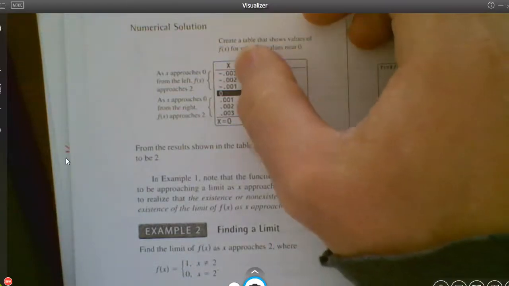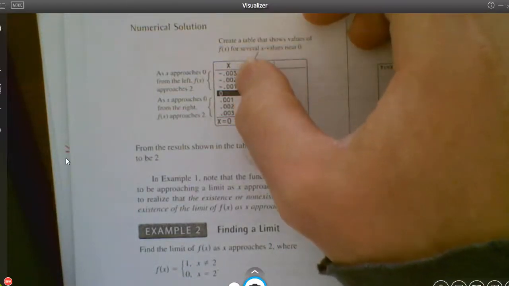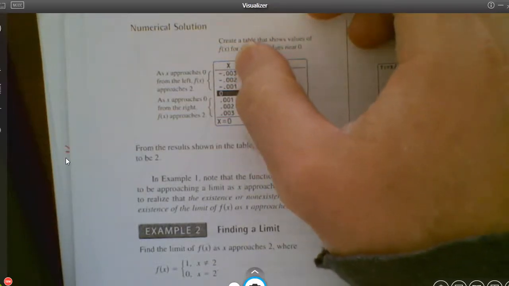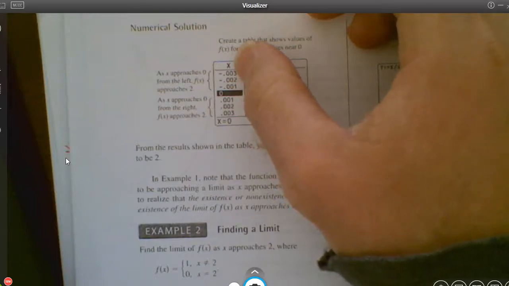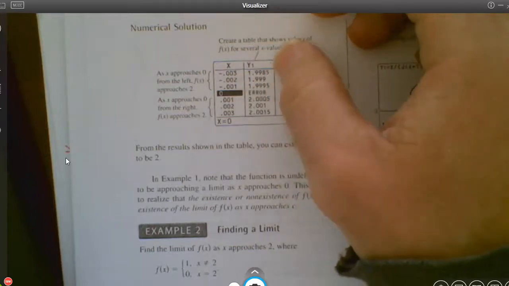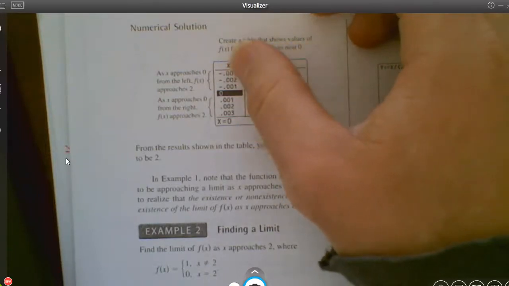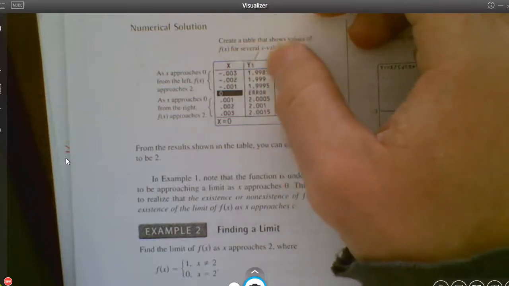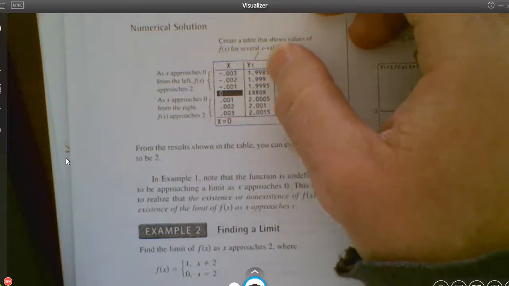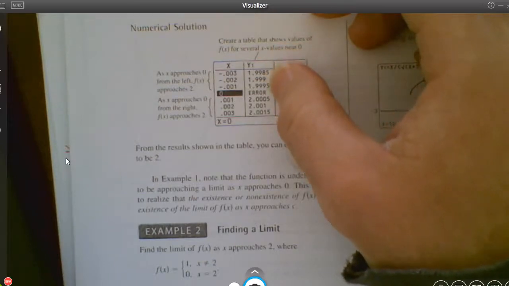But we're going to take a real close look at what's happening as we approach 0. You can see in this case, I am approaching 0 from the left, from the negative, but my values are getting closer and closer to 0. So what is happening to our y values as our x approaches 0? Our y values approach a value of 2. You can see these are getting closer and closer to a value of 2 from the left.